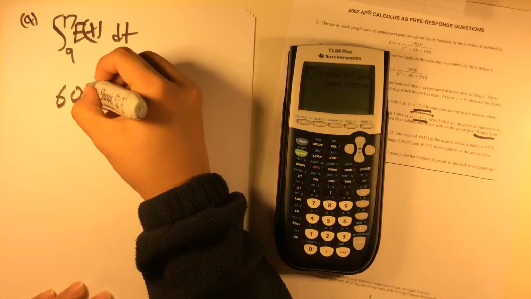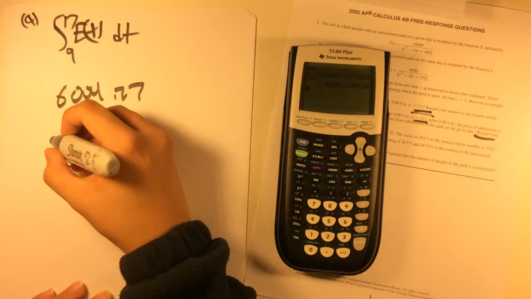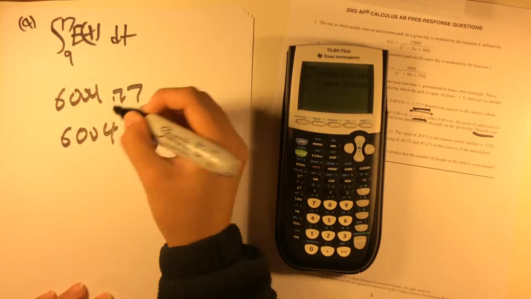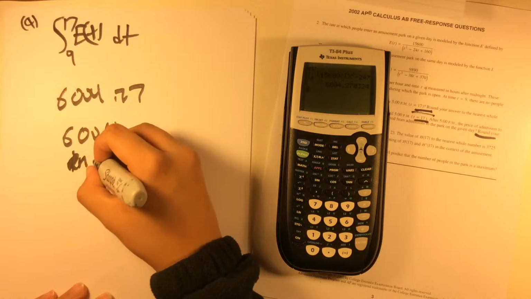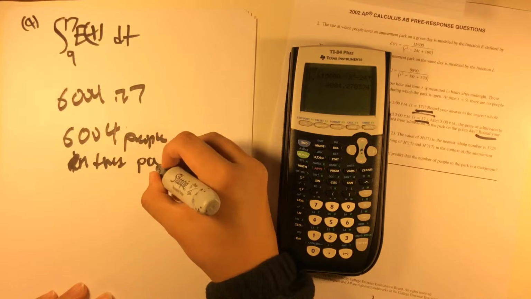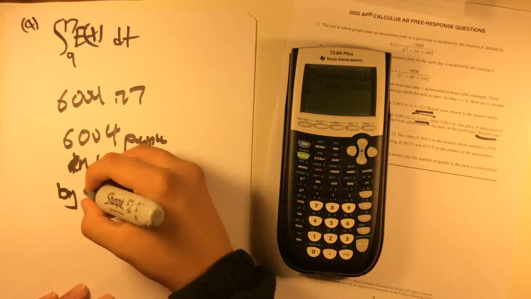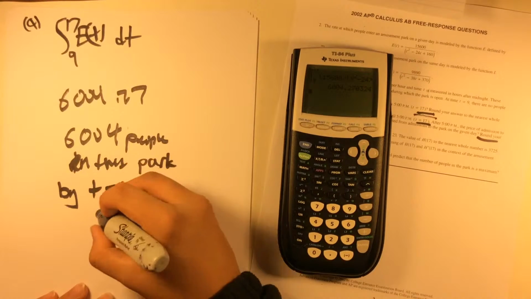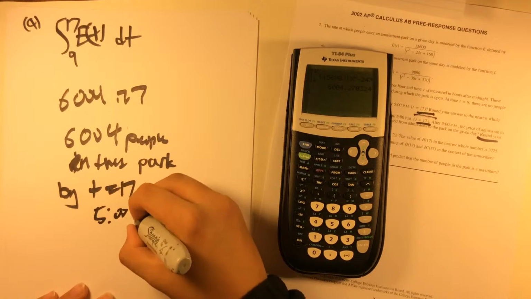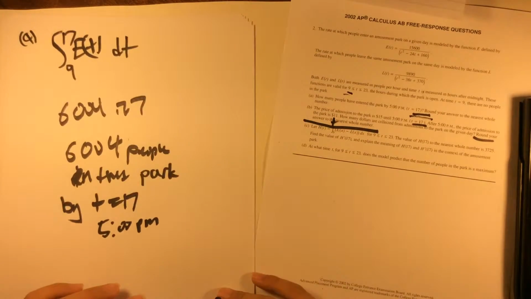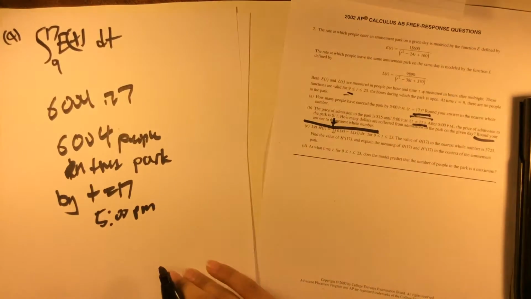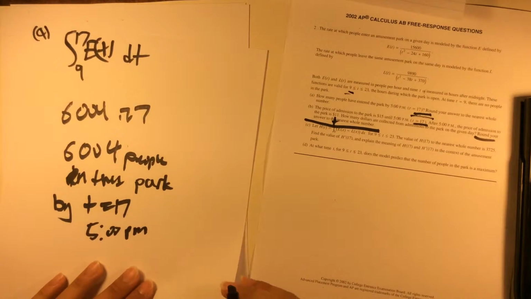You get 6004.27 people. You round to the nearest whole number: 6004 people entered the park by t equals 17, 5 o'clock p.m. That's pretty simple. Nothing too complicated. And you don't need to add any initial condition, because at the time of starting there are no people in the park, it's empty. And that's it.